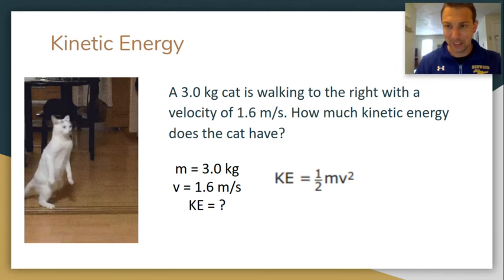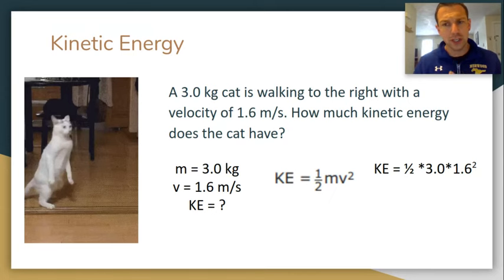So I'm going to move myself out of the way. Kinetic energy is equal to 1/2 times 3.0, which is the mass in kilograms, times 1.6, which is the velocity in meters per second, squared. Notice that it was just the v that was being squared. So make sure that you're not squaring the whole thing, but just whatever the velocity is.